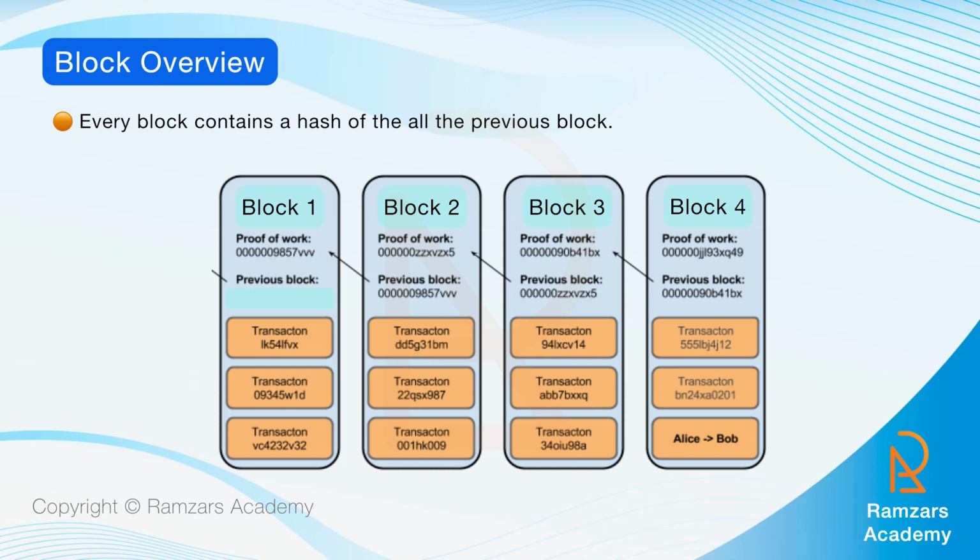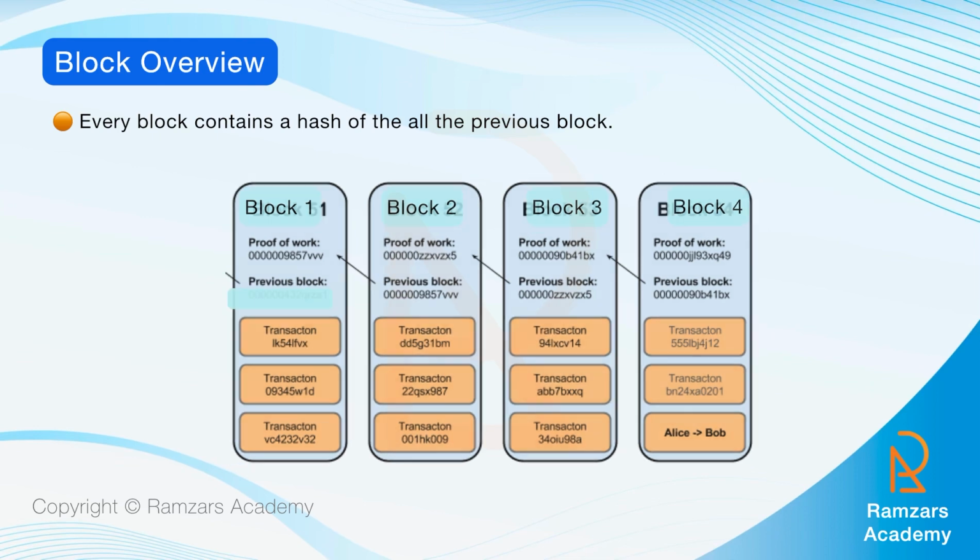In block 1, you can see that previous block hash is absent or it is denoted by zeros. Block 1 also contains its own block hash. When you look at the second block, or block number 2, you can see that it contains the hash of block 1 as the previous block hash. It also contains its own block hash. Similarly, block 3 contains the block hash of the second block and block 4 contains the block hash of block 3. By this approach, all the blocks in blockchain are connected to all its previous blocks.